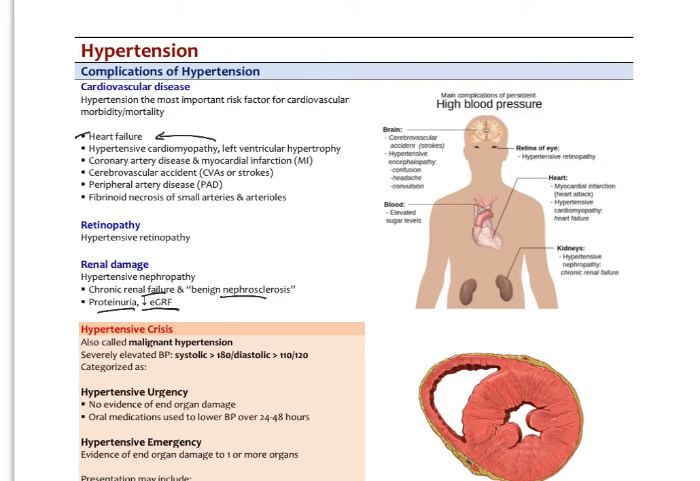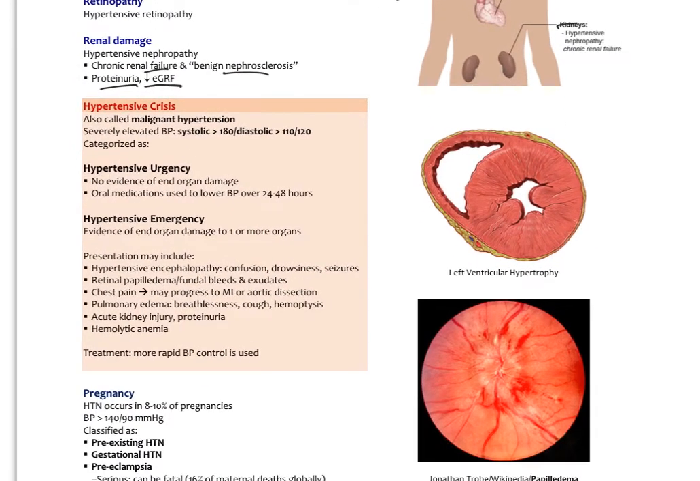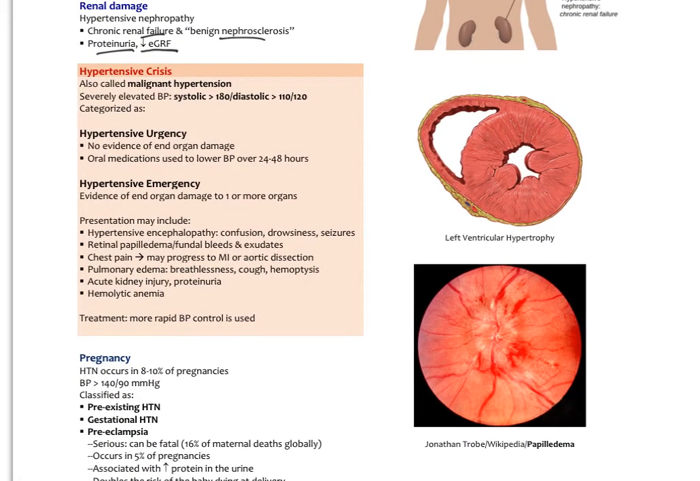Now, with the cardiovascular disease, with decreased blood flow to the brain, of course, we have a lot of brain issues that can result from that. So think cardiovascular system, heart, blood vessels, retina, kidneys, brain. These are all affected by chronic hypertension. Now, we can develop something called a hypertensive crisis, also known as malignant hypertension. This is a severely elevated blood pressure, and this is the red flag to look out for with blood pressure, where your systolic pressure is over 180 and diastolic is over 110.